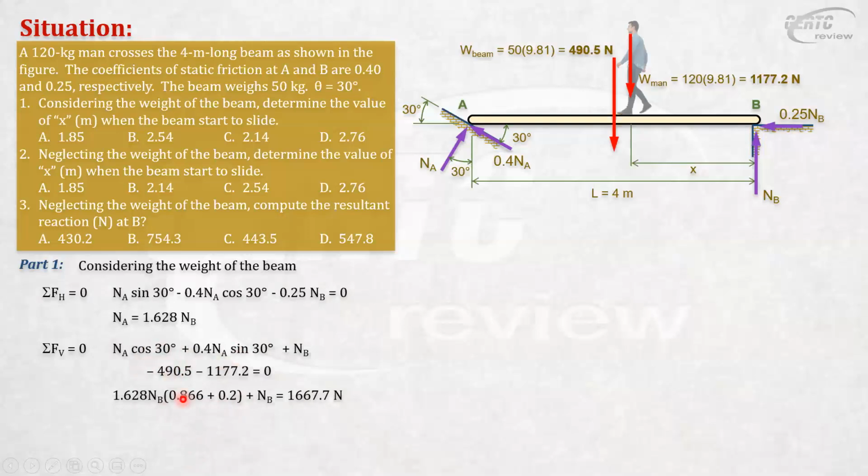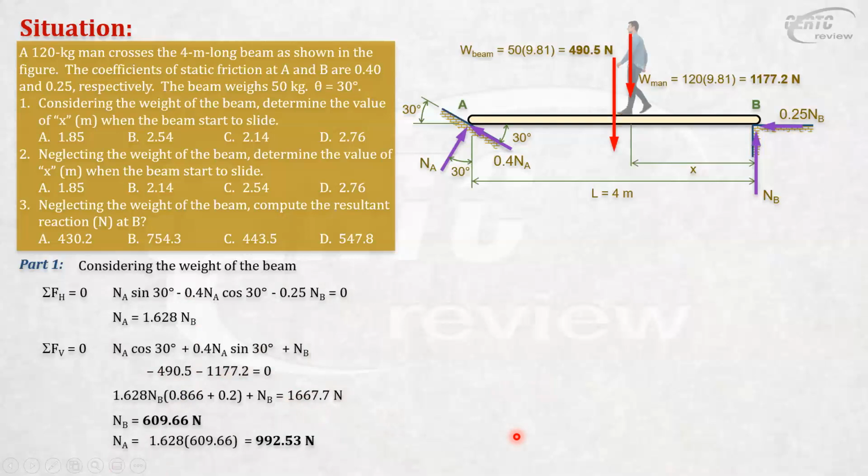The NA, cosine of 30 is 0.866 and the sine of 30 is 0.5. Kaya 0.4 times 0.5 becomes 0.2, okay? And I factored out NA here and I substituted for NA the value of 1.628 NB. Did you get this? All right, and here is the NB, the other 2 terms, transpose natin sa kabila. So, 1667.7. Okay? Then, we can solve for the normal reaction at B, NB, and put that here, we can solve the normal reaction at A. Okay? So, that's just what we need to solve the problem.